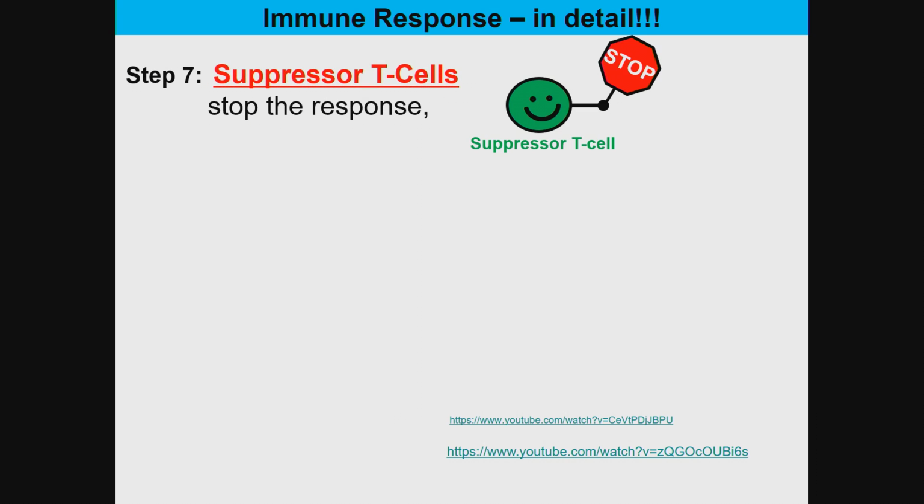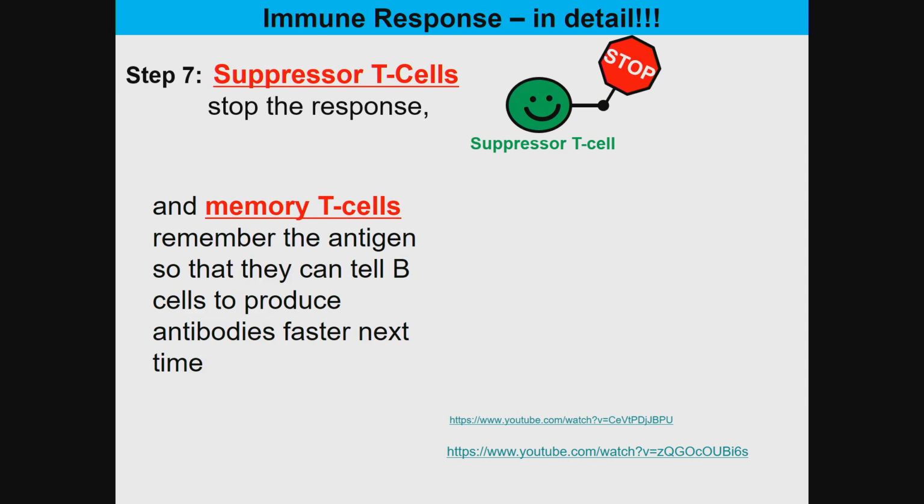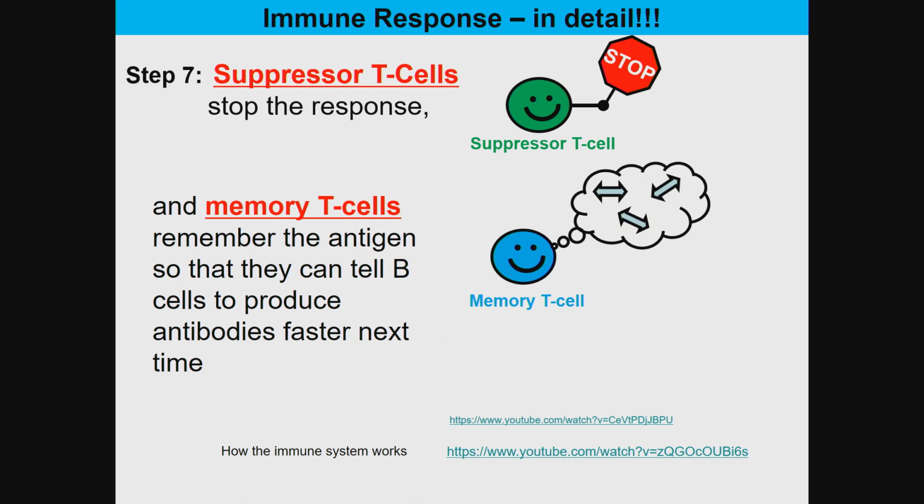Next, the suppressor T cells stop the response because the white blood cells have done their job. They are not needed anymore. And finally, memory T cells remember the antigen so that they can tell B cells to produce antibodies faster next time.